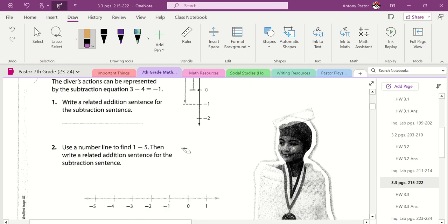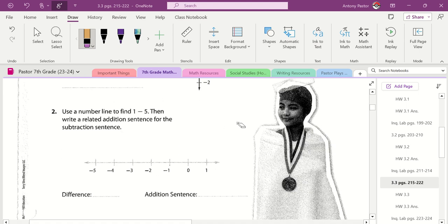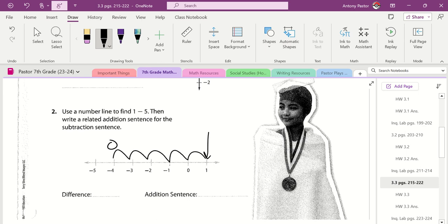Use a number line to find 1 minus 5, then write the related addition sentence for the subtraction sentence. So let me find my pen. We start at 1 right here. 1 minus 5: 1, 2, 3, 4, 5, we end up at negative 4.